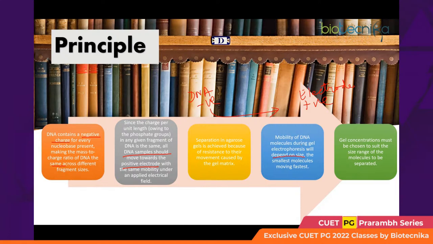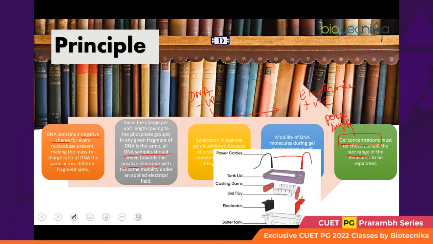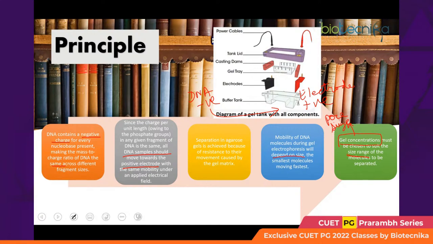So, gel concentration must be chosen to suit the size range, because whatever gel concentration we take will determine the pore size of the gel. Depending on the pore size of the gel, that is going to affect the mobility of the biomolecule through the gel. Now, this is how an agarose gel electrophoresis apparatus looks like.